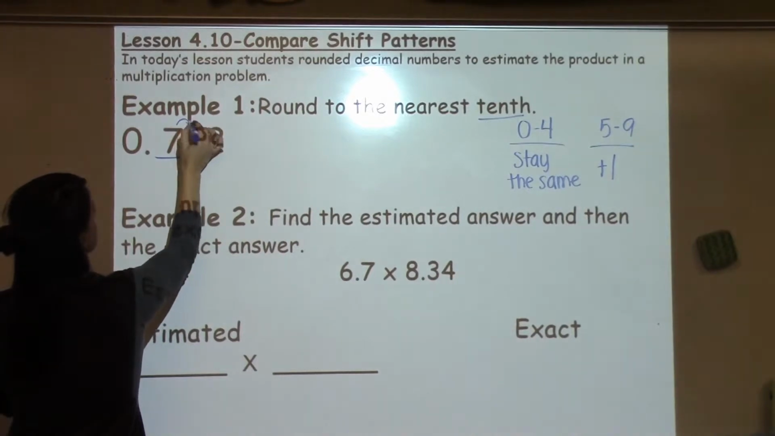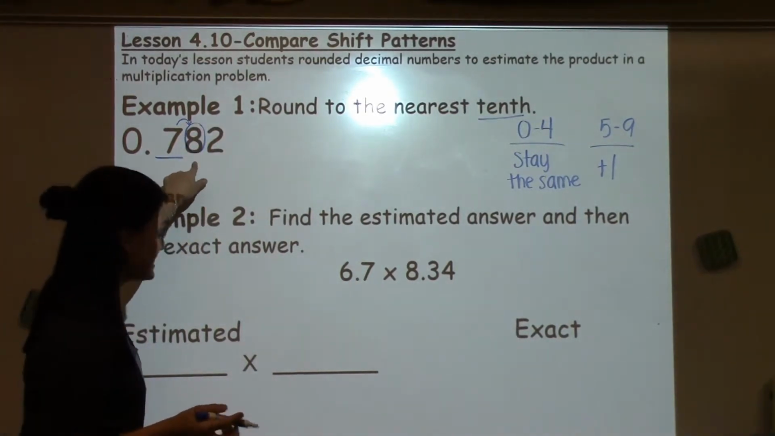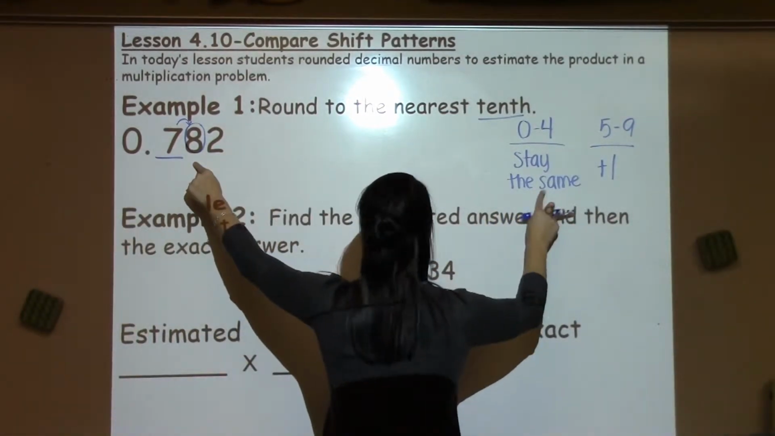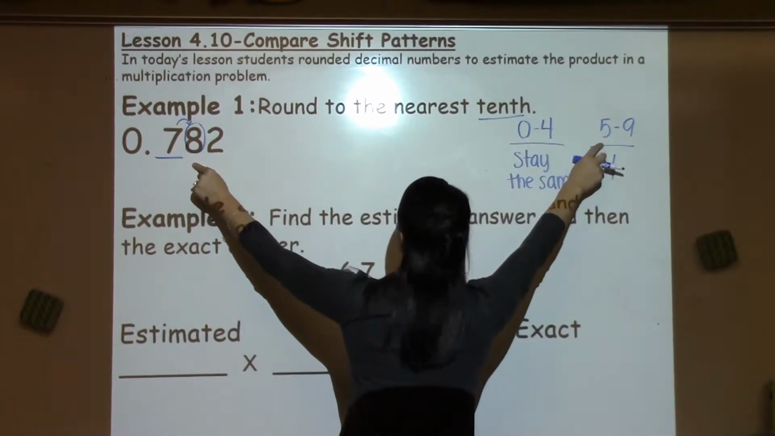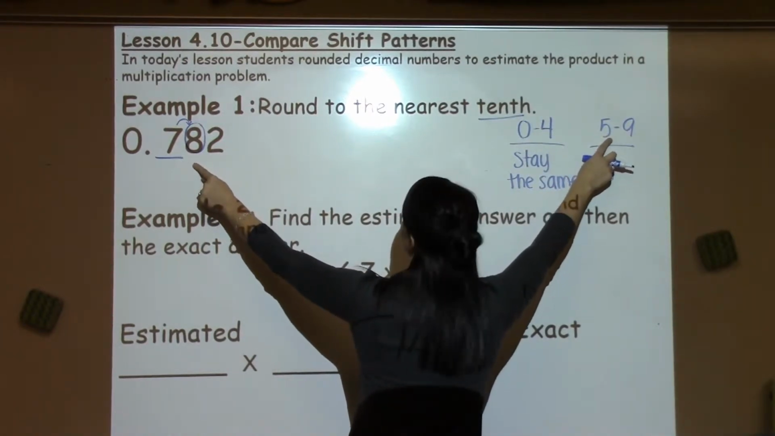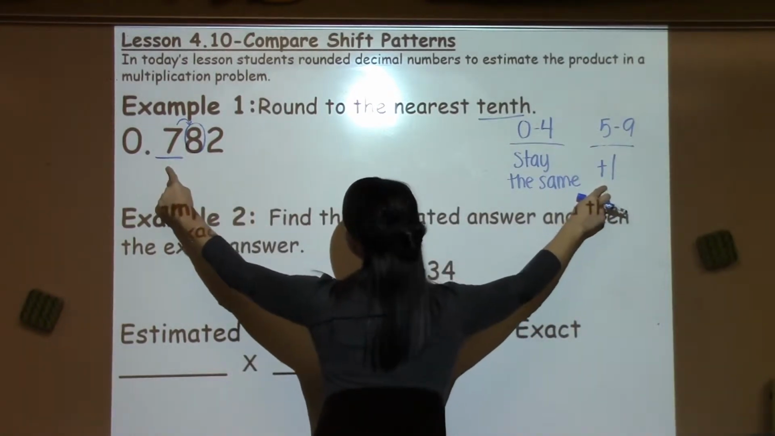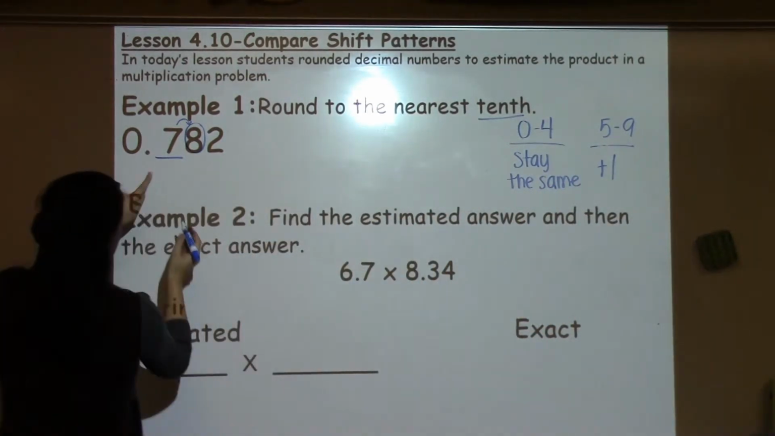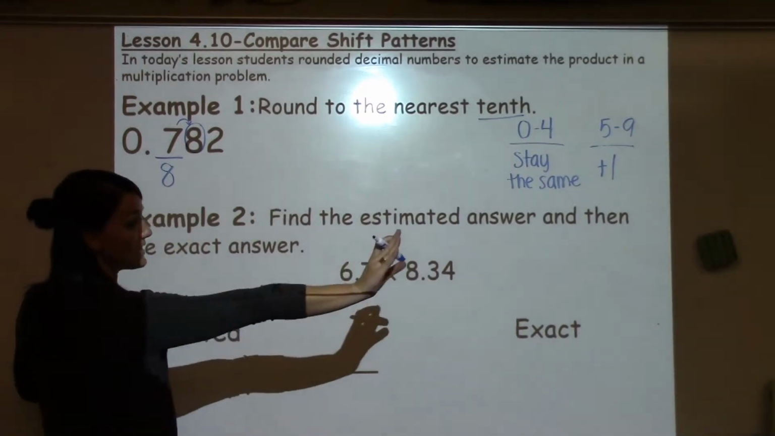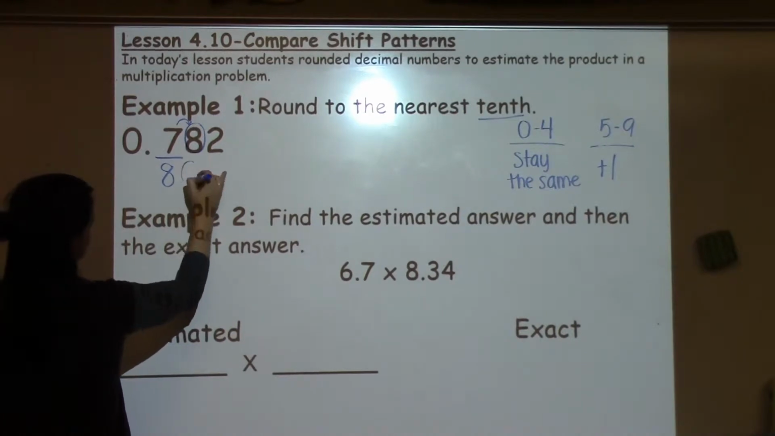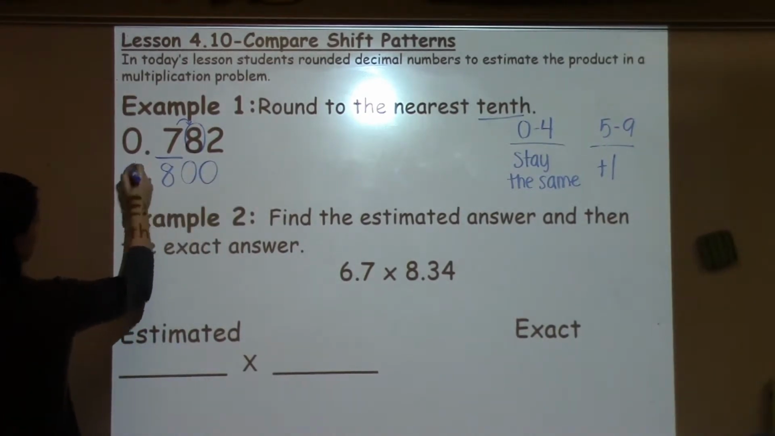Alright, so we always tell students to look at the neighbor to the right and even circle it, because that's the number that we need to use these reminders with. Is 8 between 0 and 4 or 5 and 9? It belongs in between 5 and 9, so that means I add 1 to the 7, which makes it an 8. Everything to the right changes to zeros. Everything to the left stays the same.